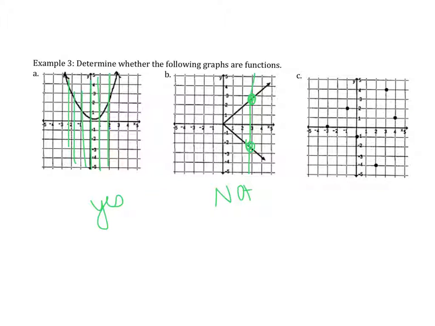So take a look at C. Are there any problem areas? We have a line here. All right. None of those lines are going to touch the graph more than one time. None of them are going to touch more than one point. That means, yes, it is a function.